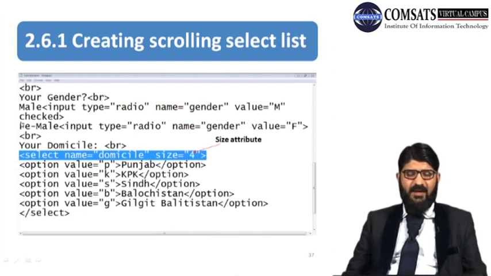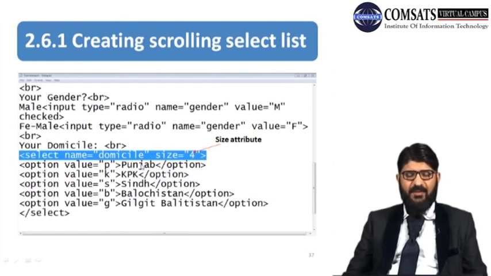So after giving the reduce option, that is female, we have learned about the list. In the same code of the list that we discussed in the previous few slides, we are adding scrolling. So your domicile will appear as a label, and then select name equals domicile, size is equal to 4. So select name domicile, size is 4. This size 4 will provide scrolling of 4.